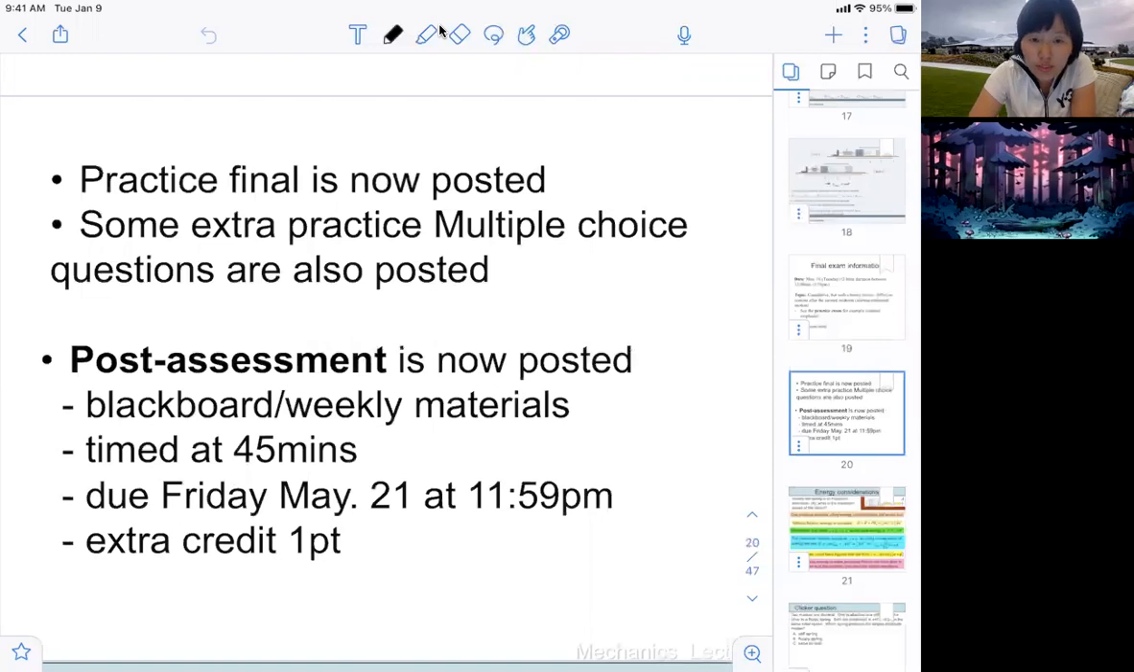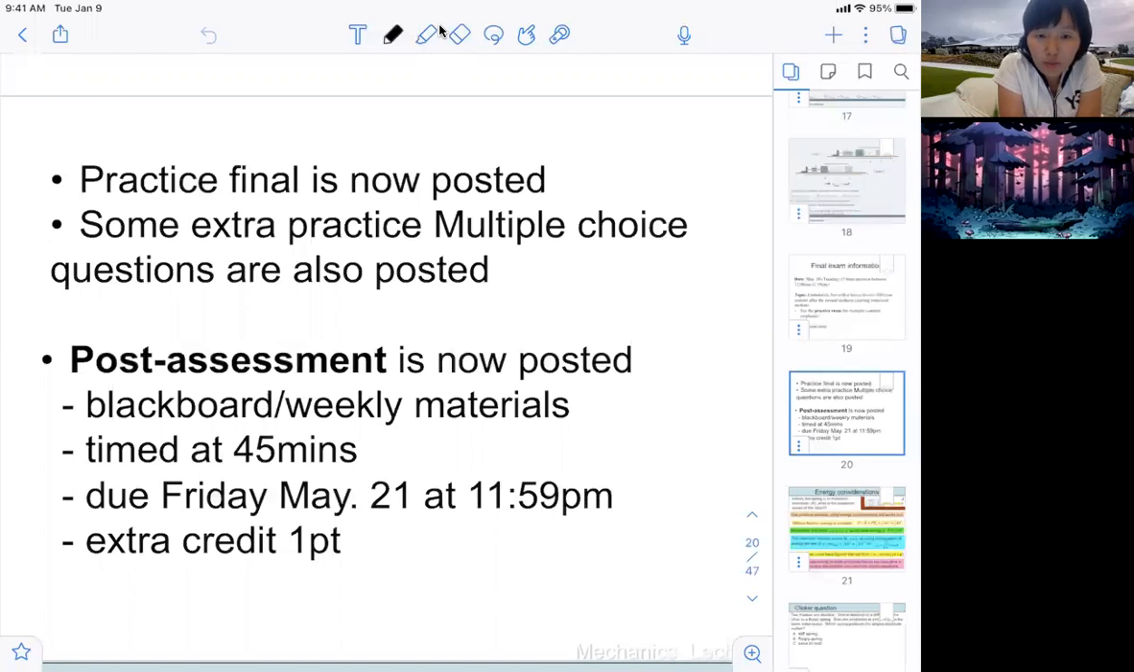There is a post-assessment. I'm sure you are expecting this. The pre-assessment is the multiple choice test that you took at the beginning of the semester. Again, this is an assessment for us to understand how students are learning, and it is not to be graded. Your grade will not be affected by how well you did on this assessment.